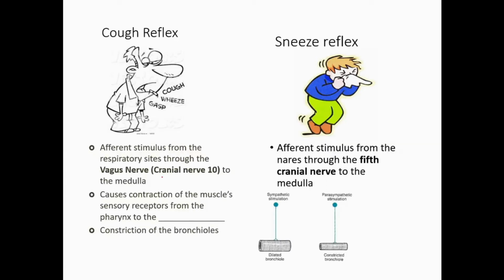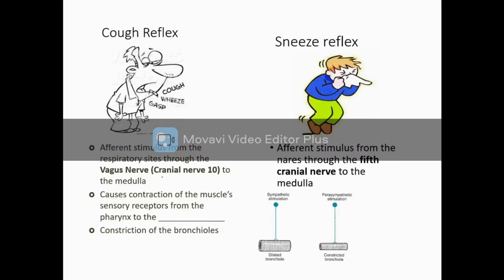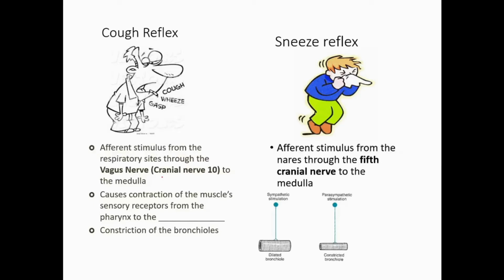So why do we cough? Why do we sneeze? With coughing, there is afferent or sensory stimulus from respiratory sites, so it could be your pharynx, your larynx, your trachea, or within, not as much within your lungs, but if you do have debris in your lungs, that can stimulate a cough reflex. And it's through the vagus nerve, the cranial nerve 10, to the brainstem that this cough reflex happens.